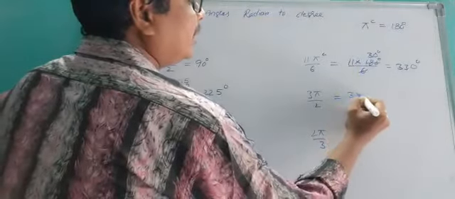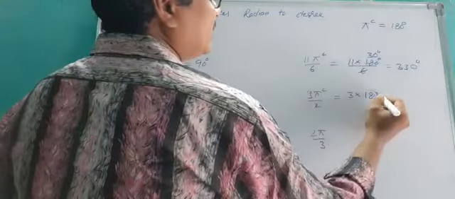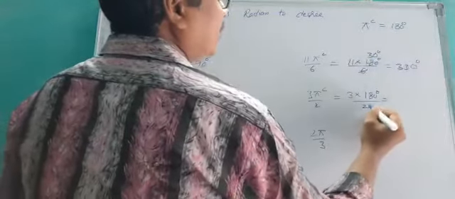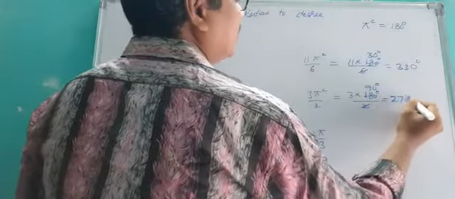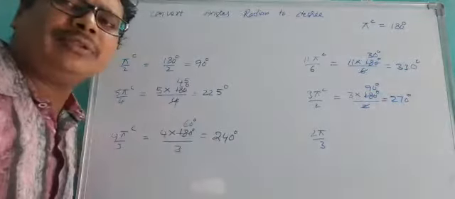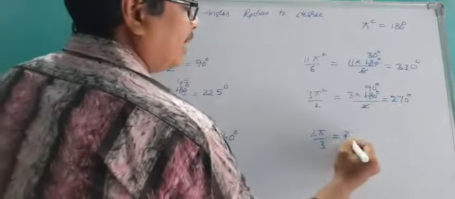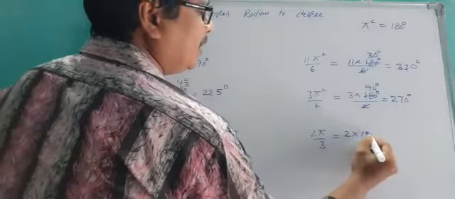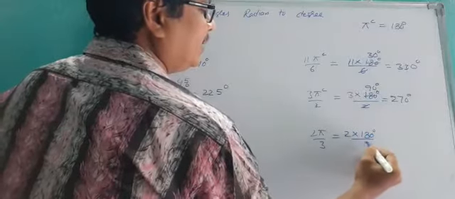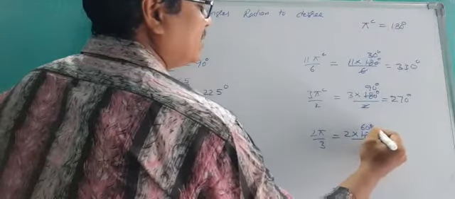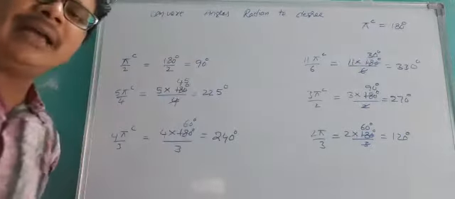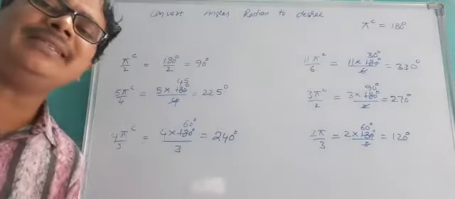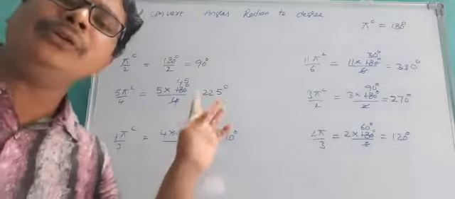Next one, 3 into pi radians. Pi radians equal to 180 degrees by 2. So 2 1s are 2, 2 9s are 18, 90. Totally 270 degrees. 3 90s is 270 degrees. And last and final, 2 into pi, that means 180 by 3. 3 1s are 3, 3 6s are 18, 60. 2 60s are 120 degrees. So this is the conversion of radians to degrees.